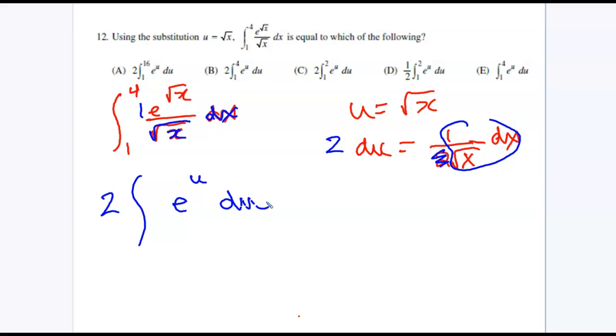Now note the limits 1 and 4 are for the variable x. So all I do is plug 1 in here, and the square root of 1 is 1. I plug 4 in there, the square root is 2. So my final answer is going to be C. Now they didn't ask us to evaluate it, they just wanted to know which of these expressions would be equal to the substitution.